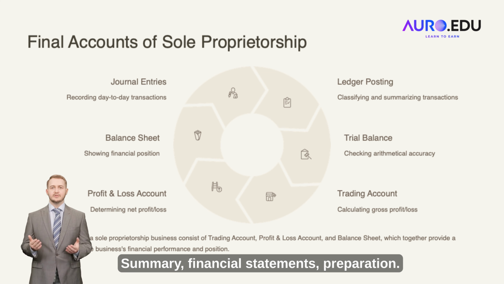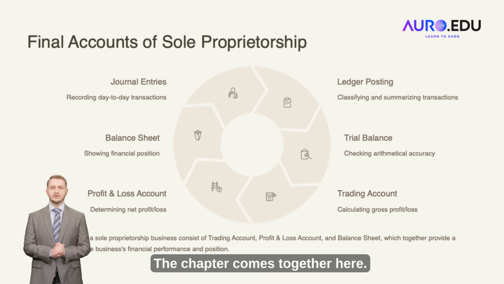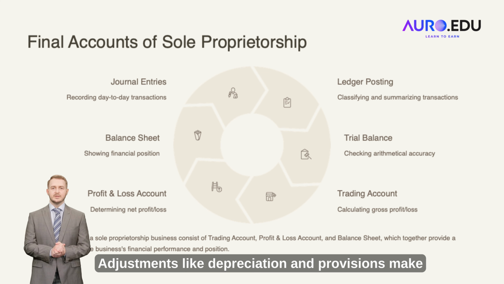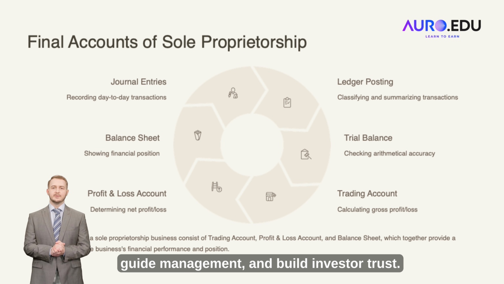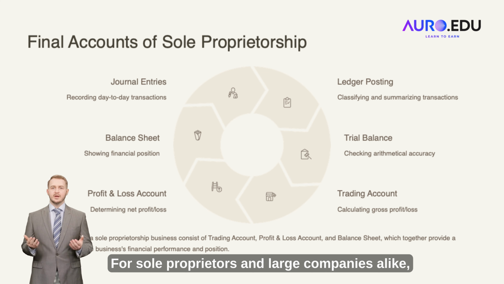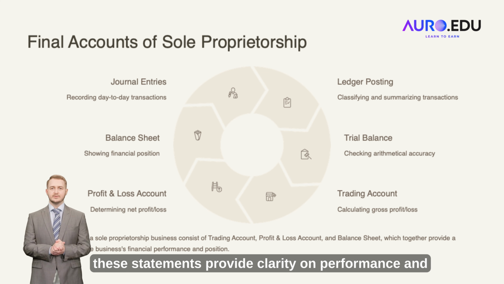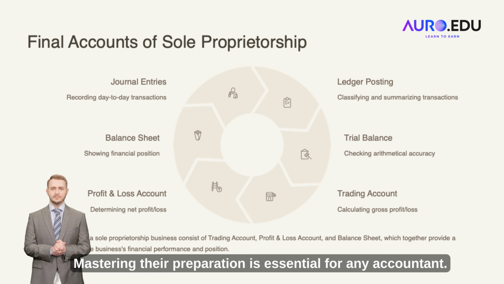Summary: financial statements preparation. The chapter comes together here. Financial statements include trading, P&L, balance sheet, and notes. Adjustments like depreciation and provisions make them accurate. They fulfill legal needs, guide management, and build investor trust. For sole proprietors and large companies alike, these statements provide clarity on performance and solvency. Mastering their preparation is essential for any accountant.